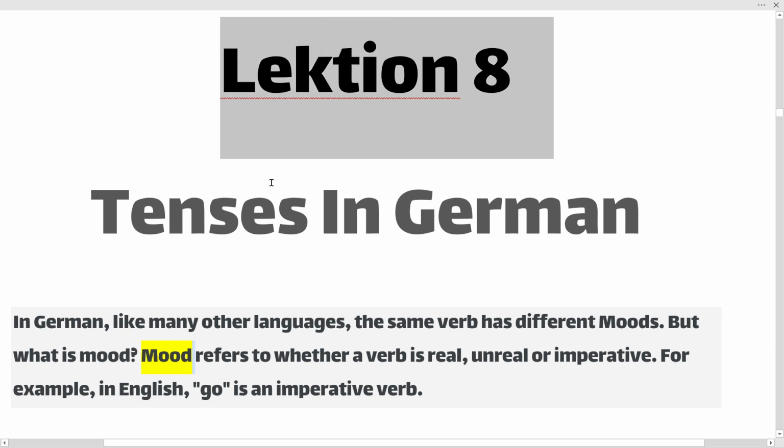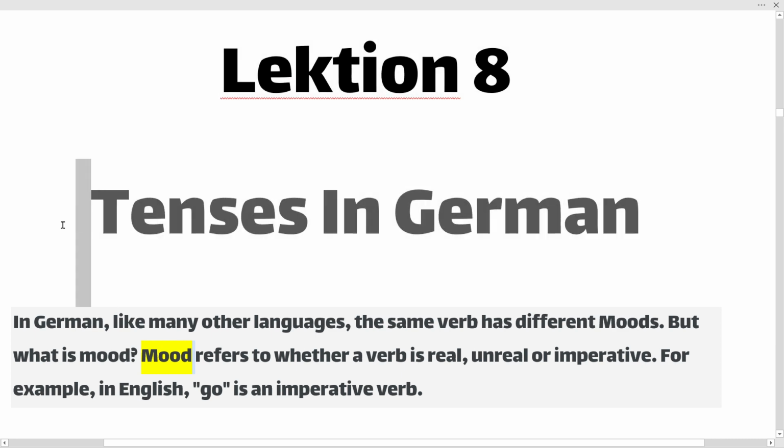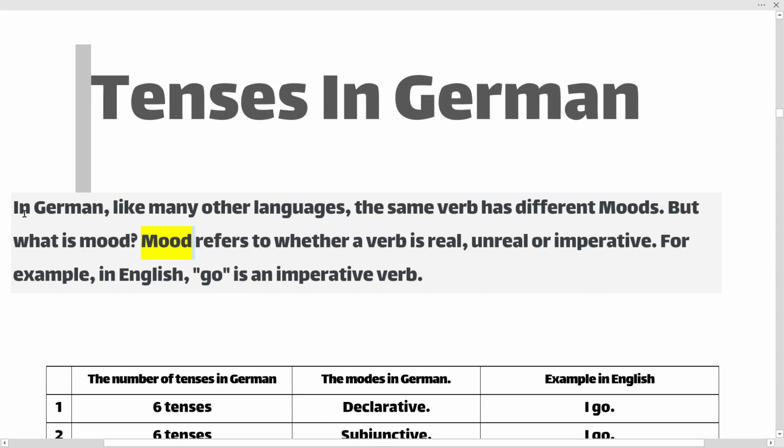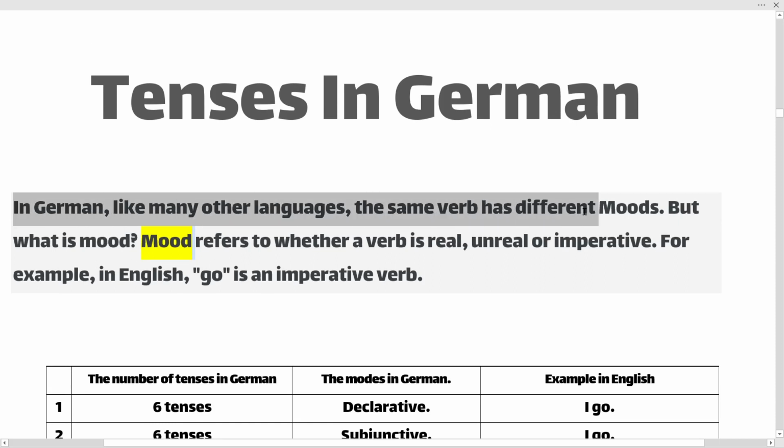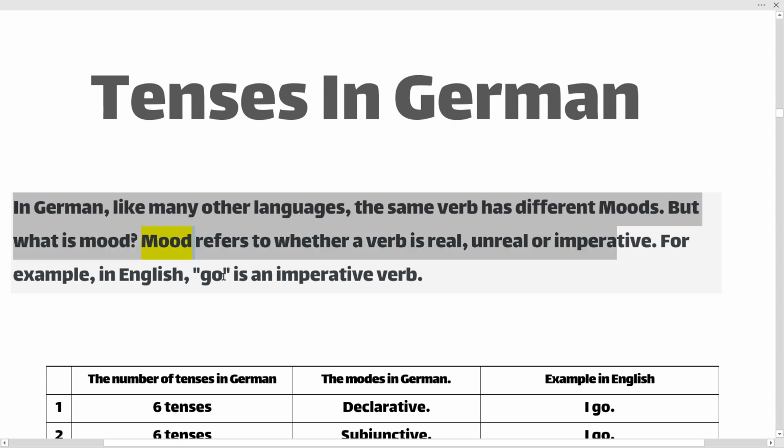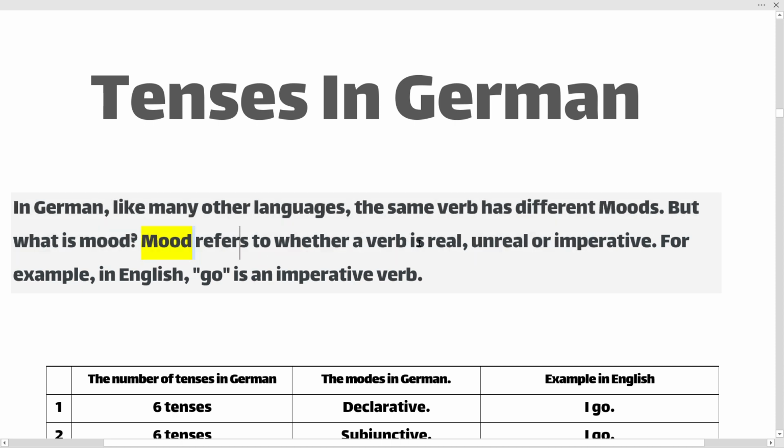In lesson number 8, we're going to cover the tenses in German. So without further ado, we will cover this lesson. In German, like many other languages, the same verb has different moods. But what is mood? Mood refers to whether a verb is real, unreal, or imperative. For example, in English, go is an imperative verb if you direct it at somebody.